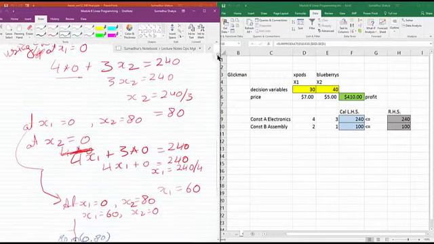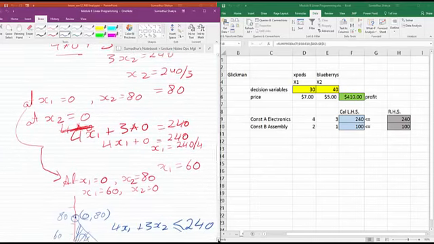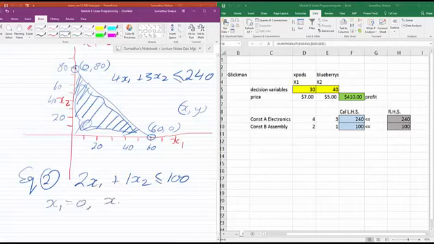If you notice, for equation 2 we had 2x1 plus 1x2 less than or equal to 100. So we are going to do the same calculations that we did for equation 1. This time I'm going to cut down some of the steps. At x1 equals 0, this term becomes 0, 1x2 equals 100, so x2 becomes 50.